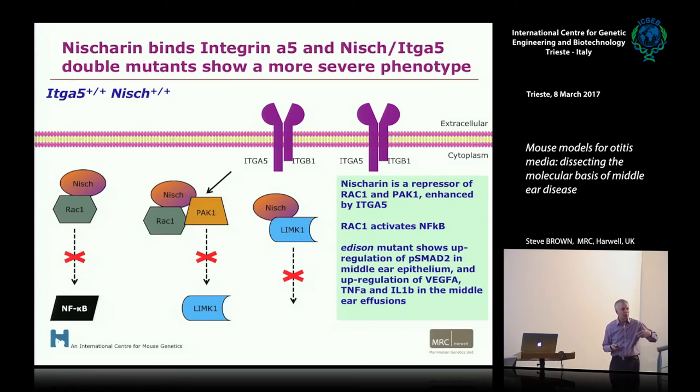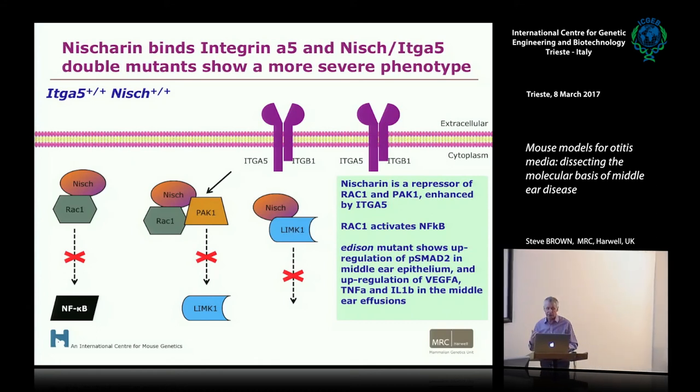So this is an example of a mutation that's not starting off by perturbing this relationship between TGF-beta signaling and the hypoxia pathways, but works through a different route, and the end result is much the same. The Edison mutant shows upregulation of phospho-SMAD2 in the middle ear epithelium, and upregulation of VEGF, TNF-alpha and IL-1 beta. So probably the kind of targets and routes that we've been working out with Jeff and Jumbo will work in this mutant as well.